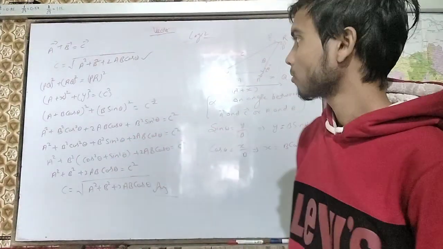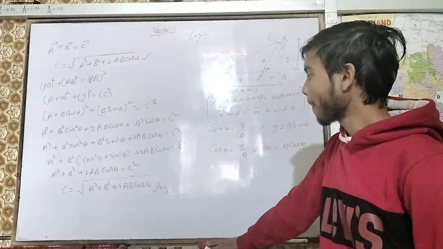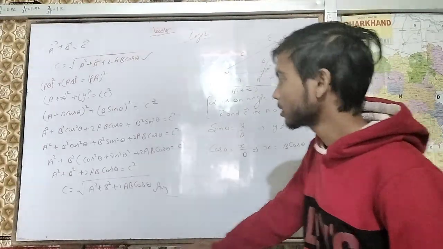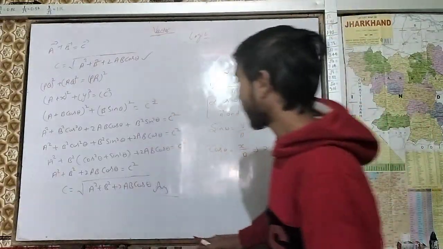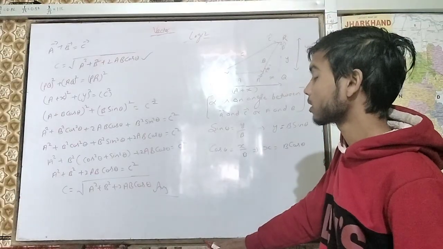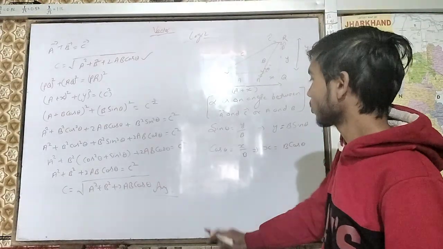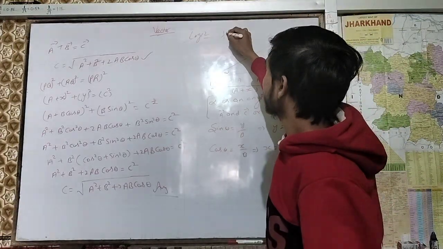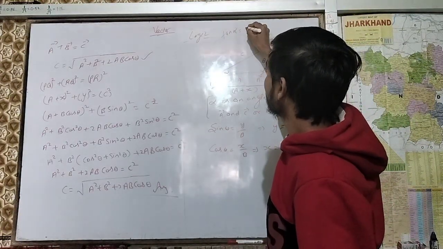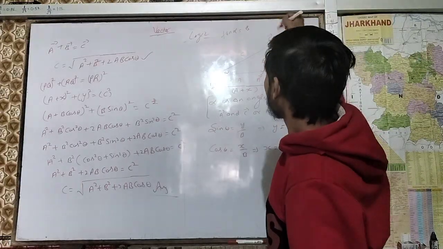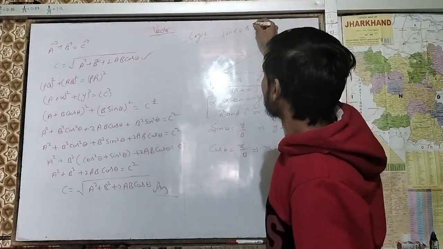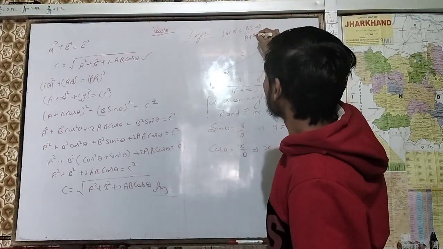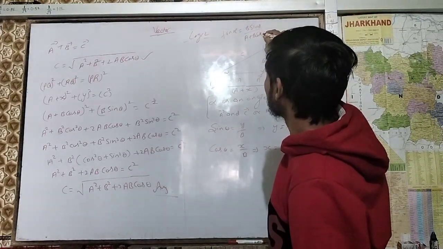You can see the steps. Remember, this is the resultant. This is our magnitude. Okay, next, what about tan alpha? This tan alpha is equal to b sin theta upon a plus b cos theta. Let's see how it came.